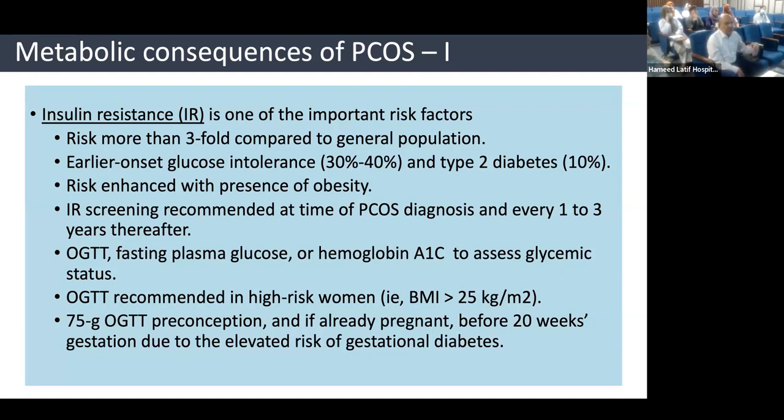And how can we identify those? By oral glucose tolerance test, or as it is said, fasting plasma glucose level or hemoglobin A1C levels. But oral glucose tolerance test is recommended in high-risk women who have BMI more than 25. And also, this is important, normally we do oral glucose tolerance test in pregnancy between 24 and 28 weeks. But if a polycystic ovary syndrome girl is pregnant and presents in pregnancy, and we do not know her glucose status, then it is recommended even before 20 weeks, so that preemptive measures can be taken.